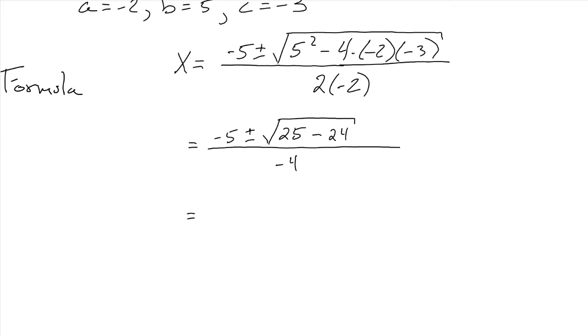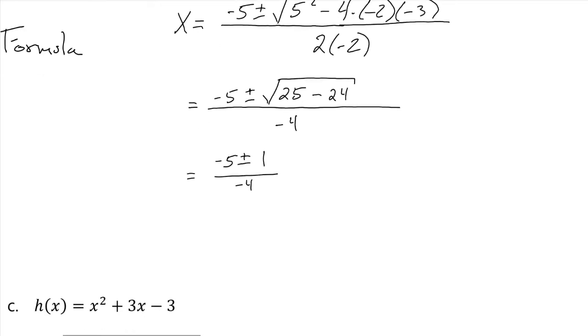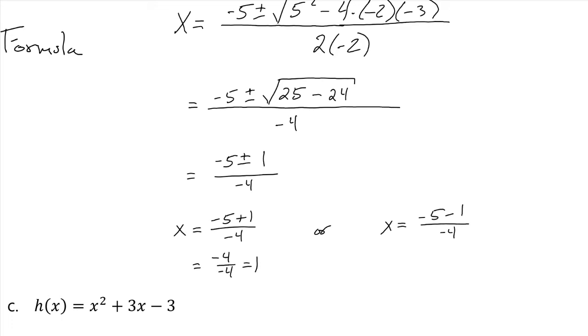All right, on to the next line. We'll have negative 5 plus or minus, and 25 minus 24 is 1. The square root of 1 is 1. And then all over negative 5 plus or minus 1 all over negative 4. And I'll break this up now into 2 different things. We have x equals negative 5 plus 1 over negative 4, or x equals negative 5 minus 1 all over negative 4. If x equals negative 5 plus 1 over negative 4, this will simplify to negative 4 over negative 4 equals positive 1.